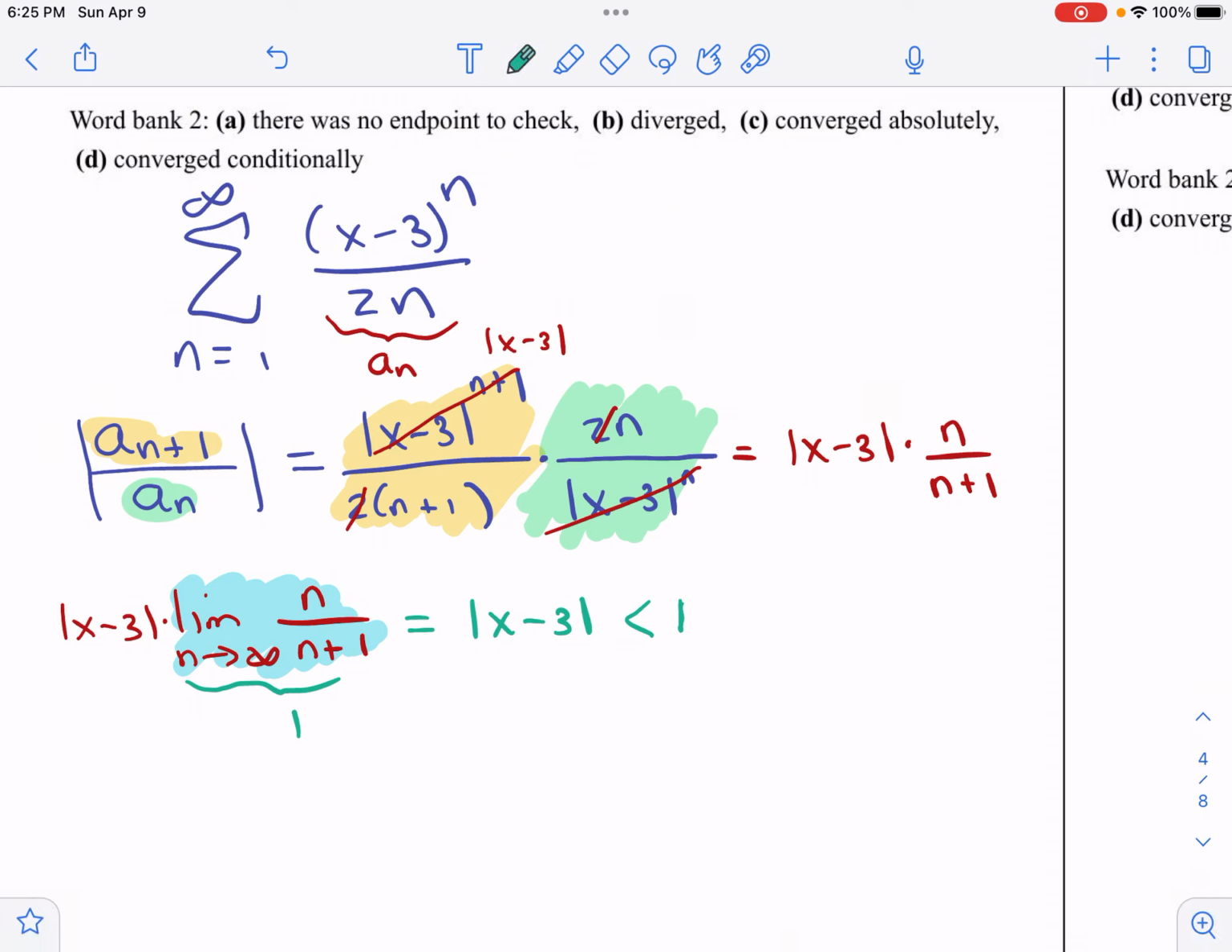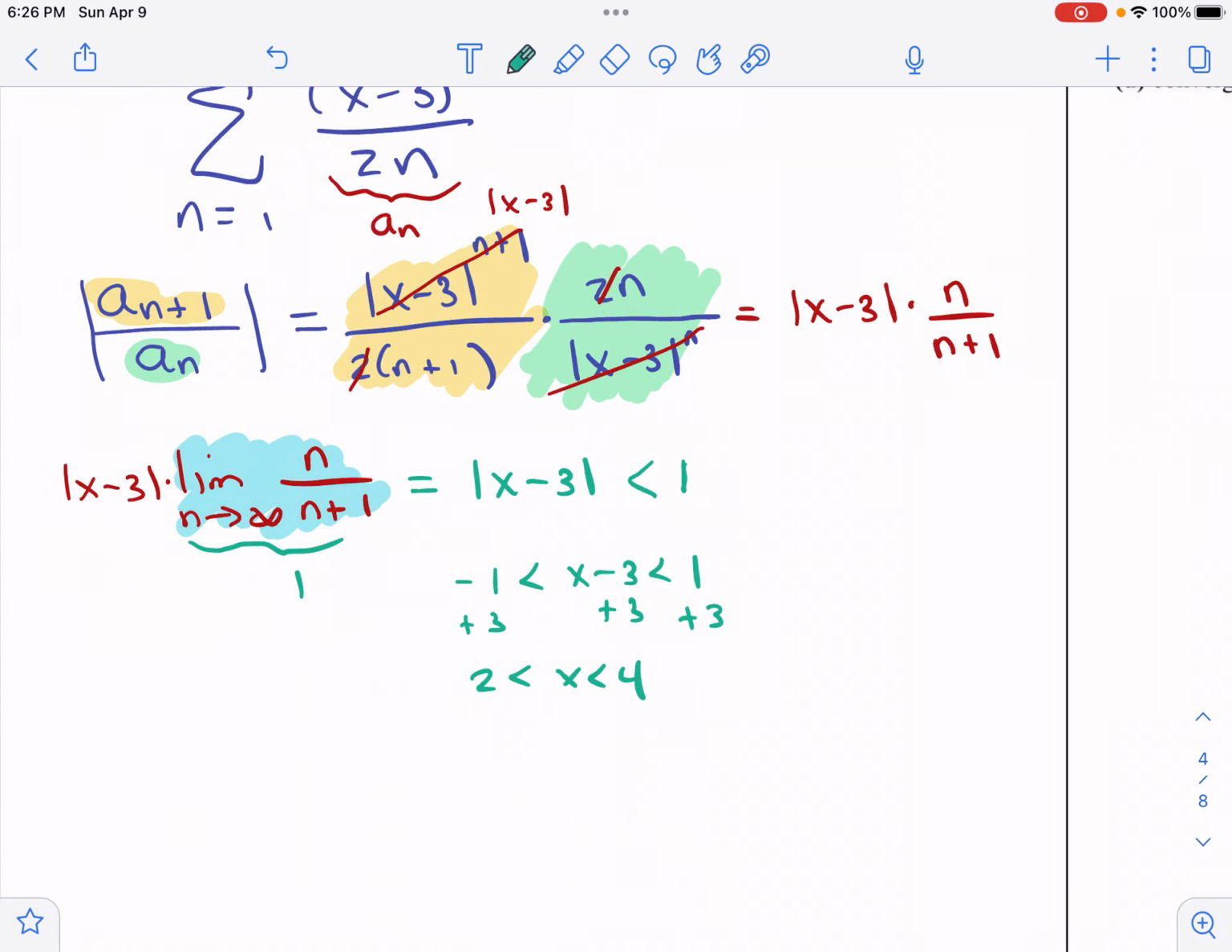We're going to write this as a double inequality now. So I've got -1 less than x minus 3 less than 1. Add 3 everywhere. So now I have 2 less than x less than 4. Okay. Now we're almost done. This could be our interval of convergence, but the ratio test never gives you information about the endpoints. Okay, and so the endpoints mean 2 and 4.